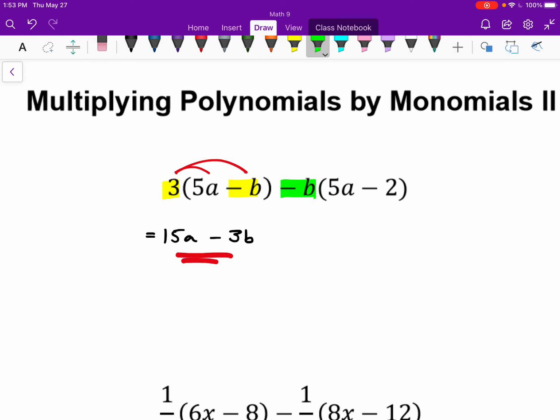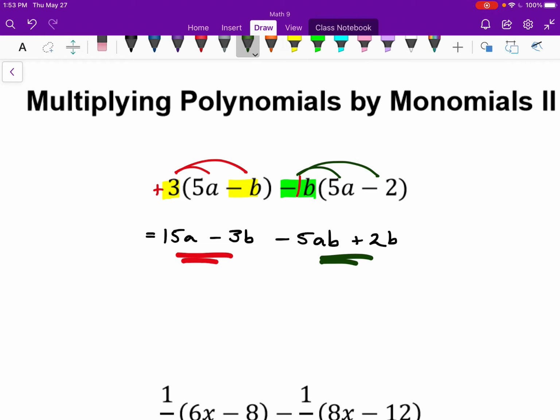Just think of it as negative b, or negative 1b if you'd rather. Just like right here, this positive 3 in the front, I could put a plus sign in the front. Doesn't make a difference. So in this case, I now have negative 1b times 5a. Well, negative 1 times 5 is negative 5. A times b is just ab. And then right here, I have negative 1b times negative 2. Negative 1 times negative 2 is positive 2. And there's nothing, just a b times nothing else. And so this represents the second part.